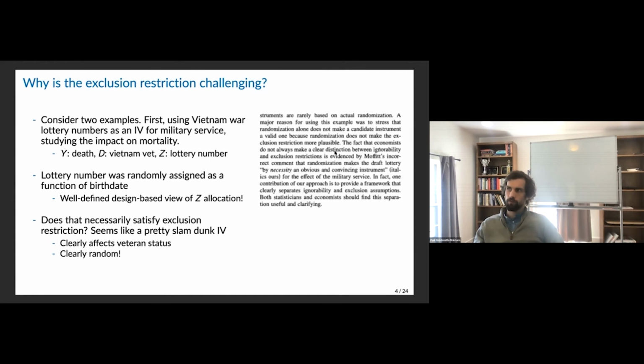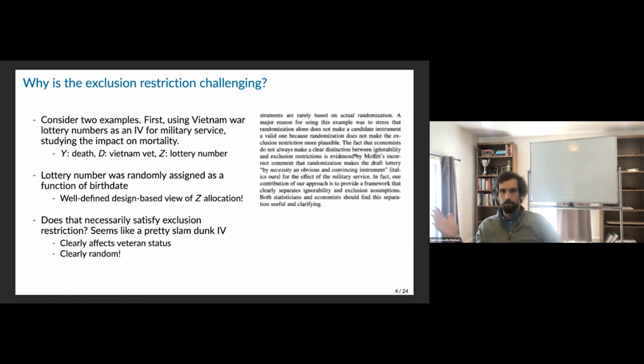The ignorability point is that the randomization has made it such that we don't have to worry about there being confounders, right? Ignorability means we don't have to worry that Z is correlated with the potential outcomes. But it's not obvious that exclusion is satisfied inherently. And so the separation of the exclusion restriction from the randomization is the necessary point.